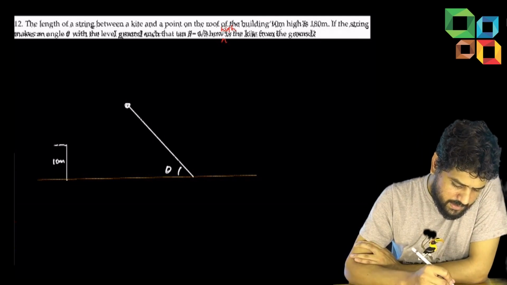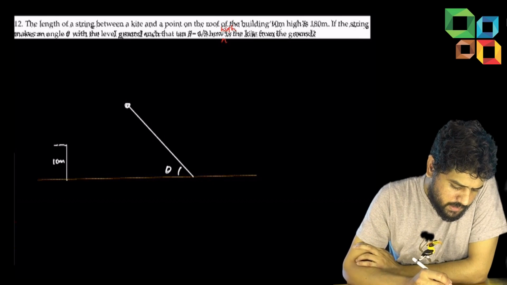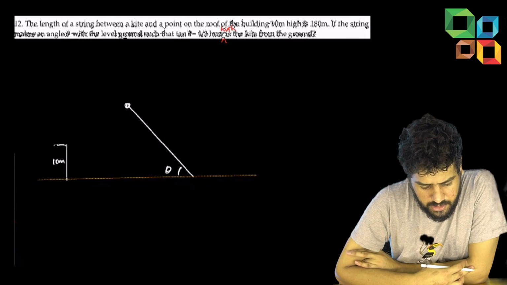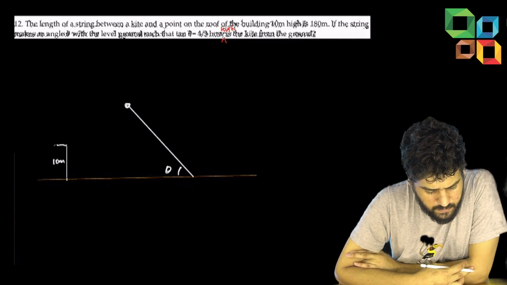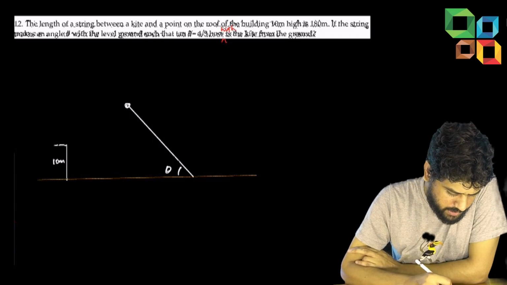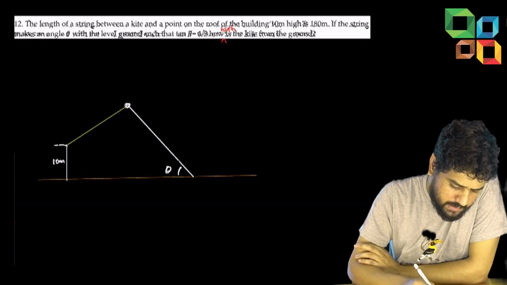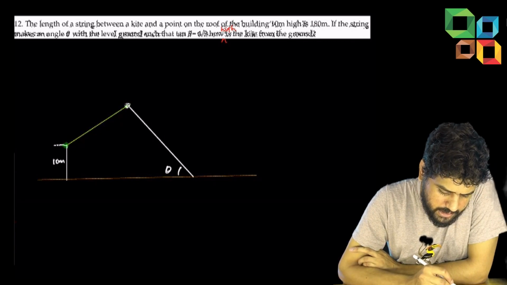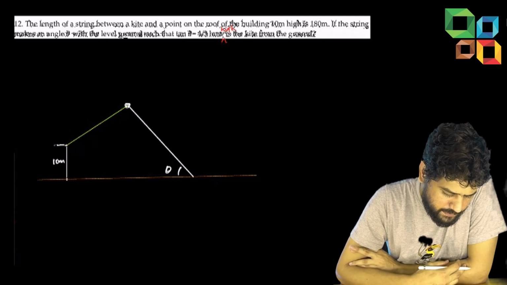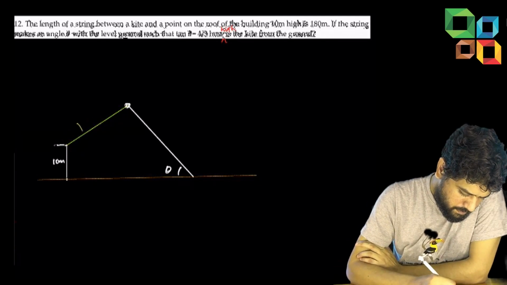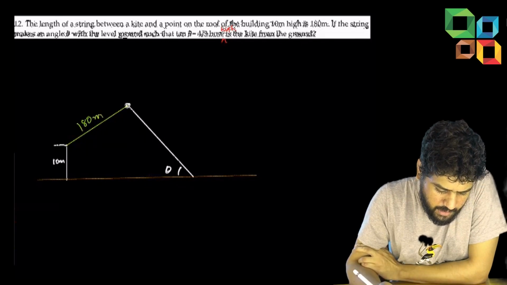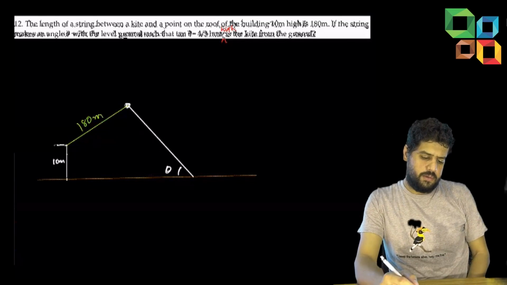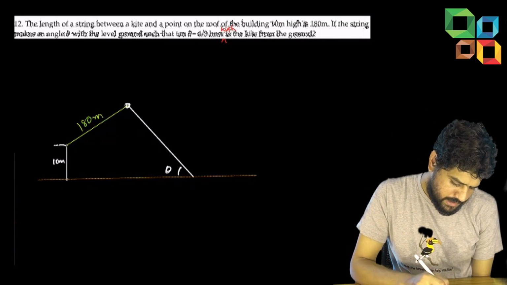Okay, let's assume that it's not very clear. The length between a kite and a point on the roof of a building is 180 meters. So all we can assume is that this length between the kite and the roof of a building, this length is 180 meters. Tan theta is given. How high is the kite from the ground? So you need to find this height.